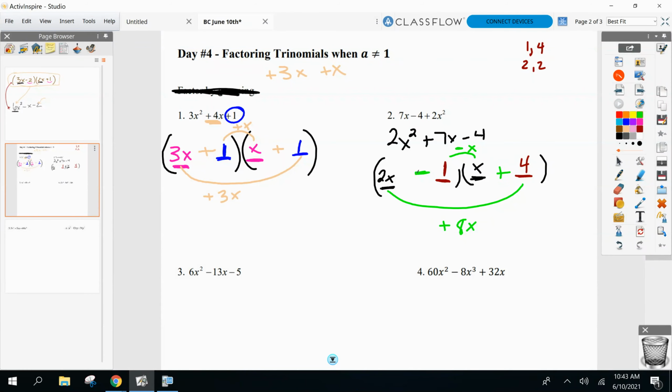Now, some of you guys are going to get good at this, and you don't have to write anything down. You're just going to go in your head and be like, all right, if I put the 4 and the 1 there, outers, inners, nope, not going to work. Flip them. Some of you guys are going to get it to the point where you can do it in your head instead of writing it down and erasing. But if you can't, keep writing it down and erasing. All right?